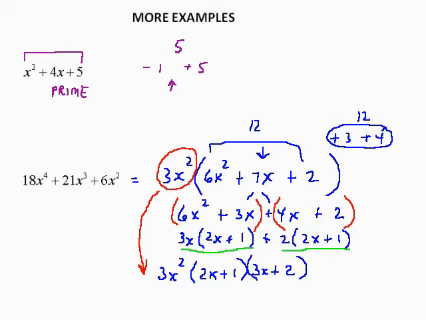Don't believe this will work? I bet you if you FOIL this and you multiply that FOILed product by that 3x squared, it will get you right back up there where you started. So always check these things, and you can never miss one.